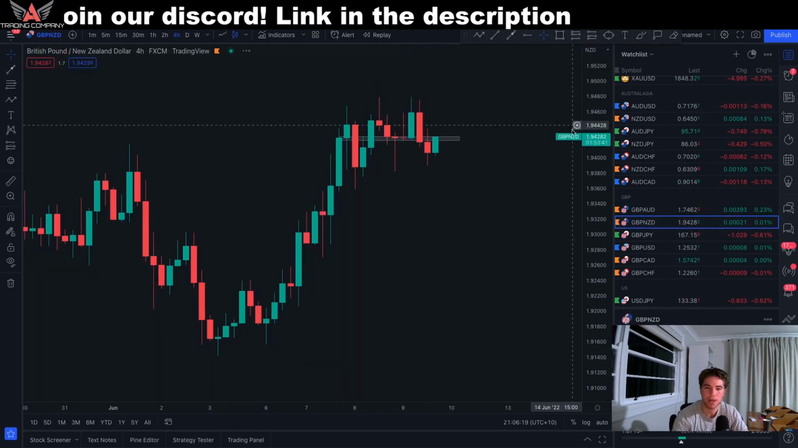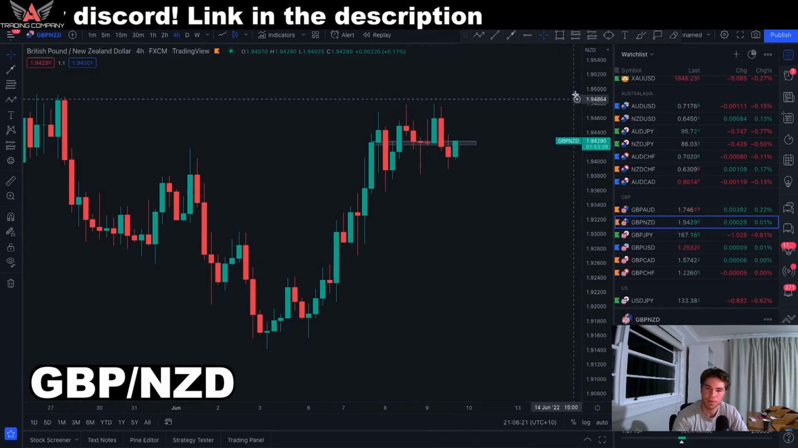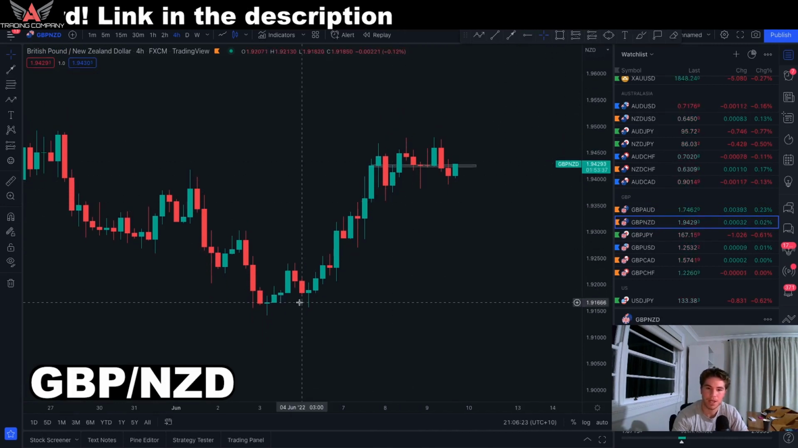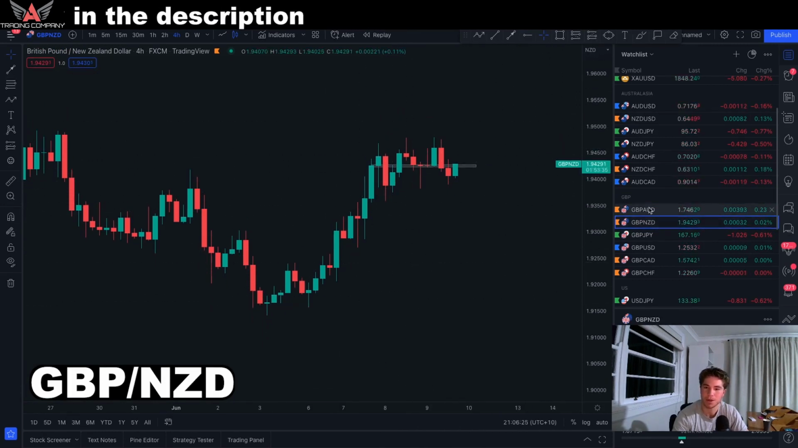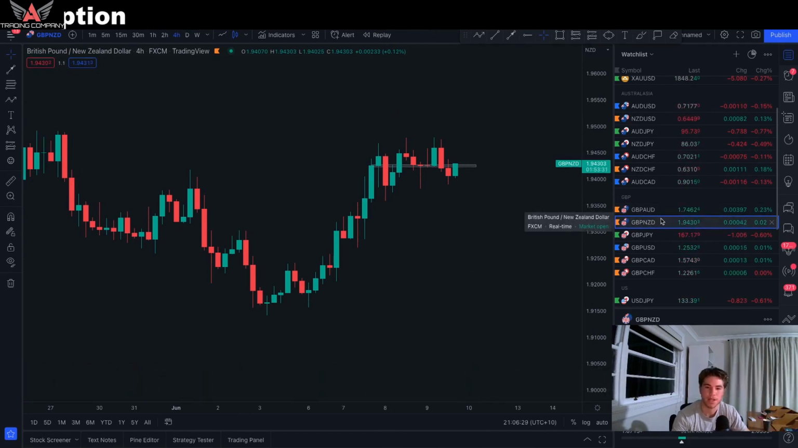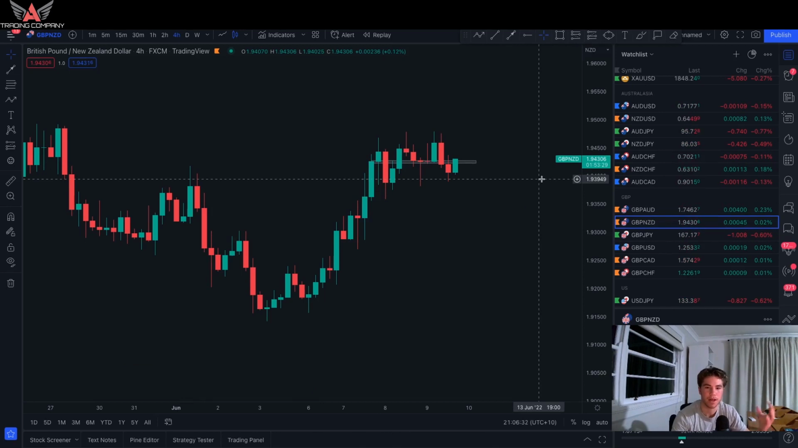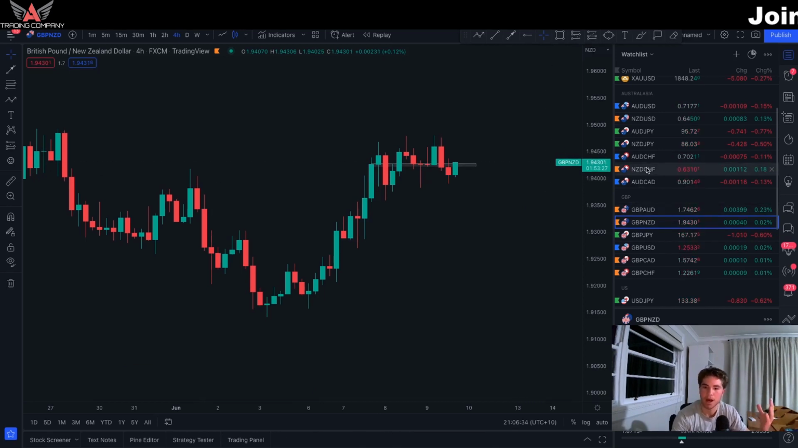Okay, GBP NZD I wanted to talk about as well because we're seeing some divergence here. So usually Aussie dollar and New Zealand dollar tend to move the same way just because they have a very similar economy and a lot of their trade is linked. So they tend to follow each other.